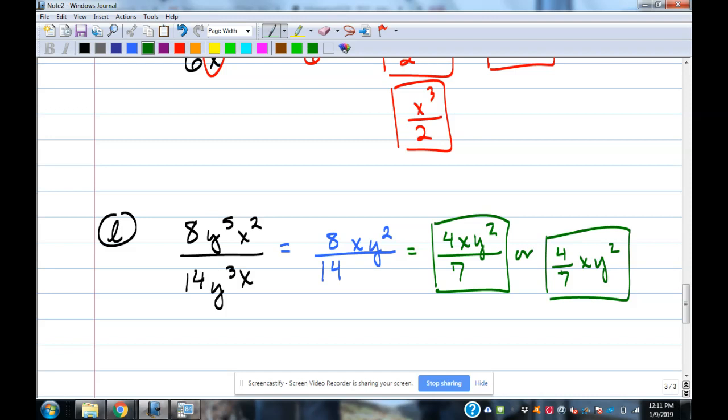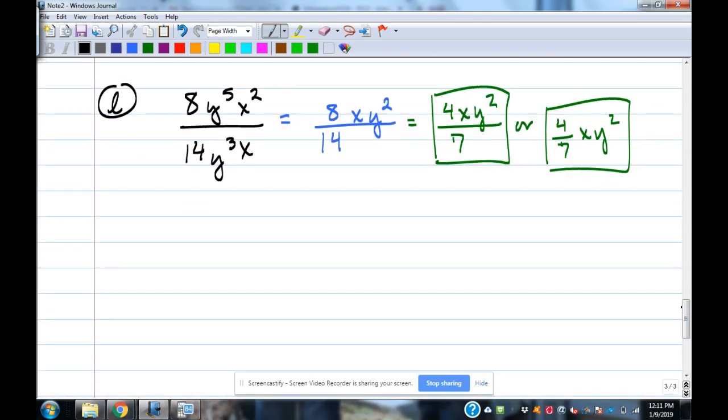So if there are numbers there, you're just reducing them and working with them just like you would any other fraction. It's not any different there. We're not introducing any new rules to how we work with numbers. All right.